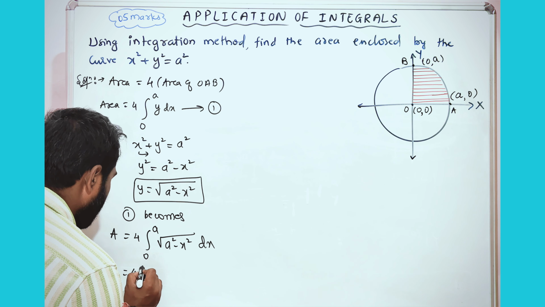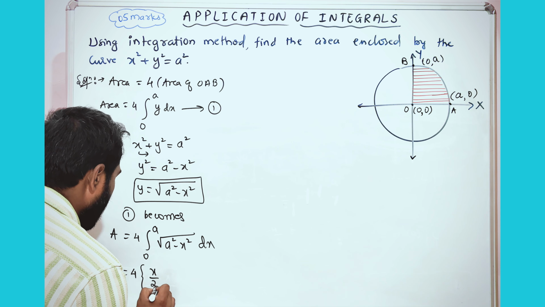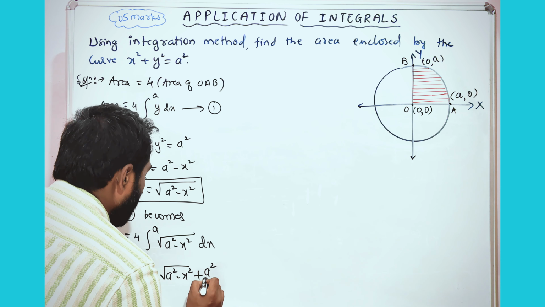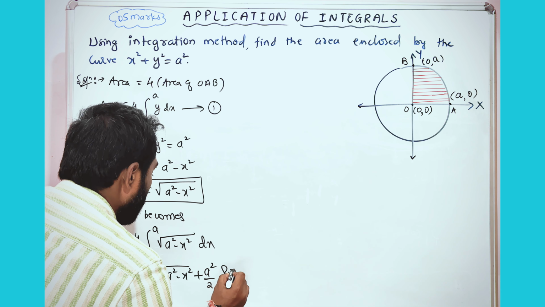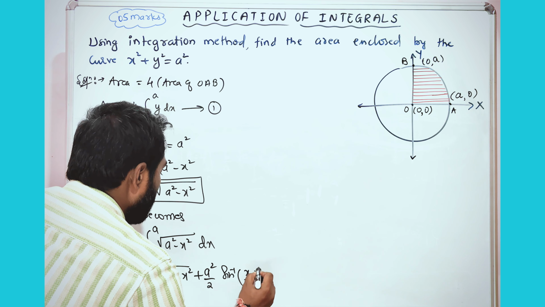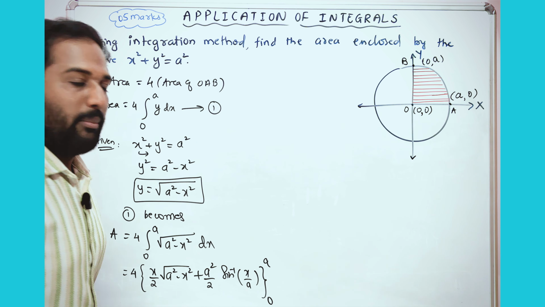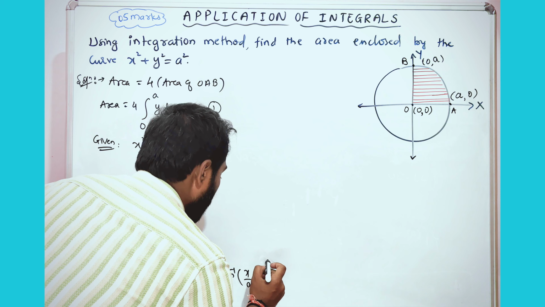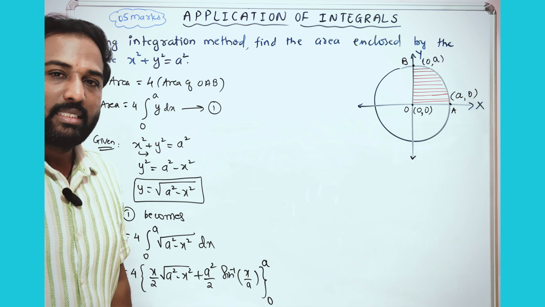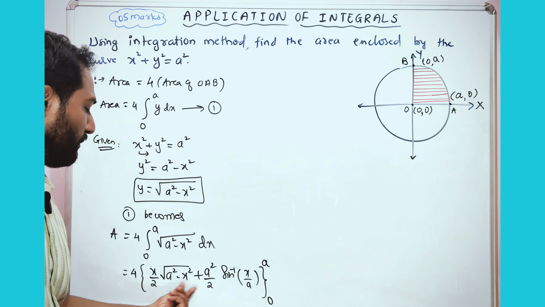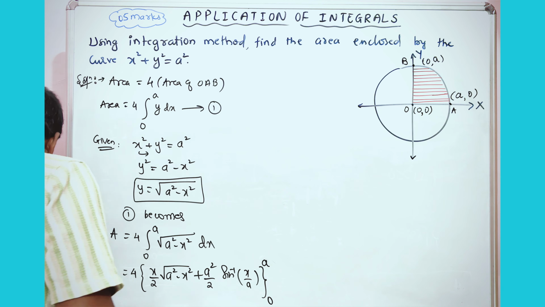4 as it is, x by 2 root a square minus x square plus a square by 2 into sine inverse of x by a, and its limit 0 to a as it is, because we haven't applied the limit still. This is your direct formula for this integral.